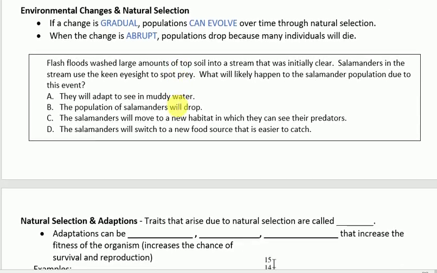So A, they will adapt to see in muddy water. Well, probably not because it was super abrupt. The populations of salamander will drop, likely. Salamanders will move to a new habitat in which they can see their predator. I doubt that they'll have time to move. And they will switch to a new food source that's easier to catch. That's also doubtful unless they move. So we're going to go with B. The populations will drop because they cannot see to get their prey.